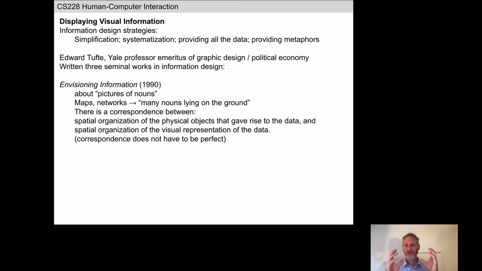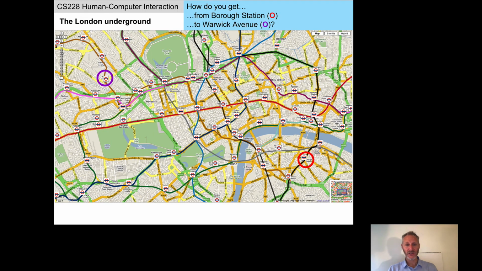But there are other transformations or alterations to the correspondence between the actual organization in the world and the spatial organization in the visualization. Other transformations of the coordinate system that we're going to include, again, based on what people are trying to do with that data. So let's have a look at an example.